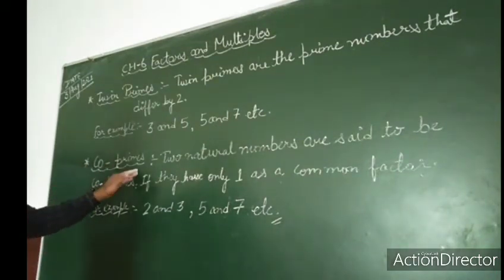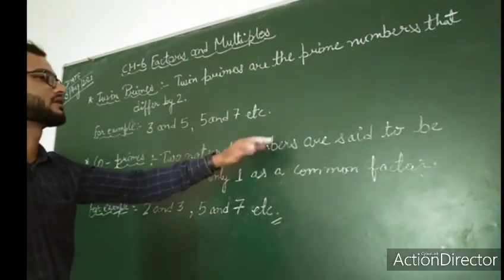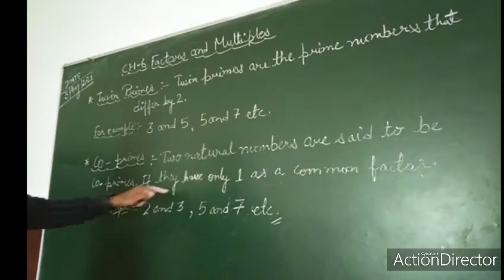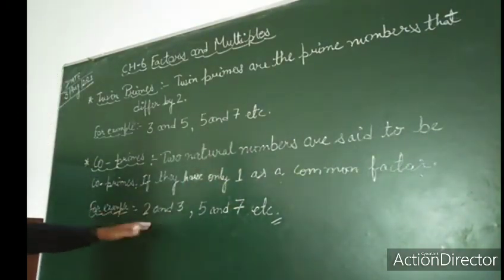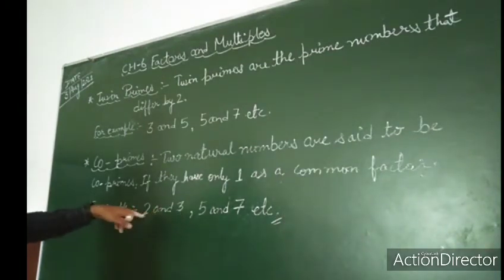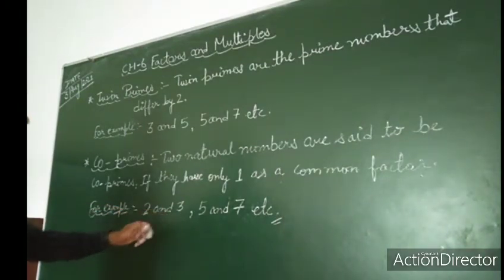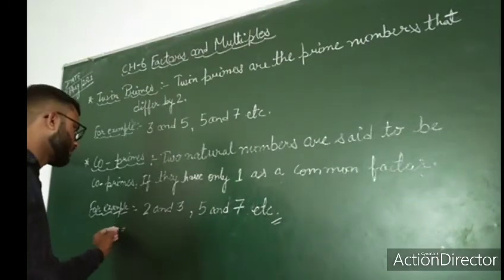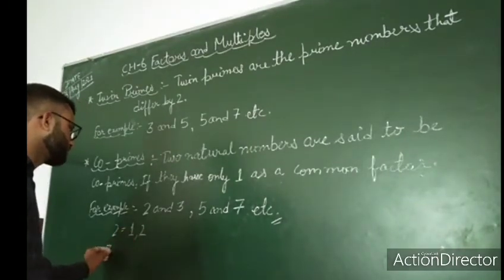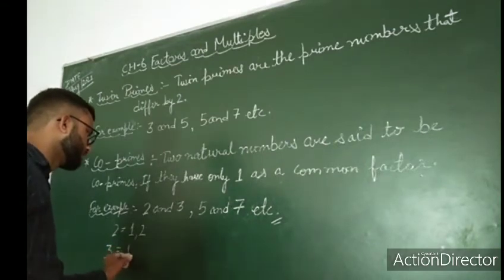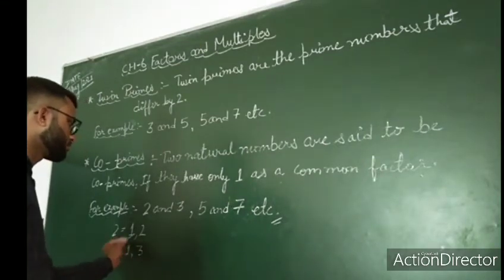Right, now co-primes. Two natural numbers are said to be co-primes if they have only 1 as a common factor. For example, 2 and 3. Now, if we take the factors of 2 and 3, the factors of 2 are 1 and 2, and the factors of 3 are 1 and 3. Now, what is the common factor here?